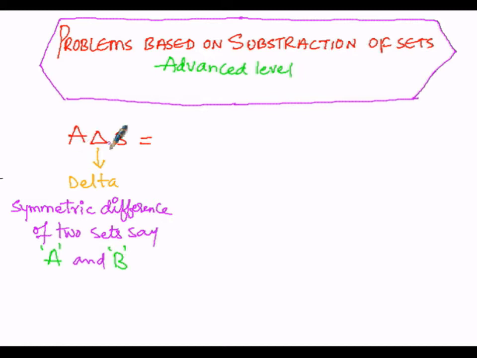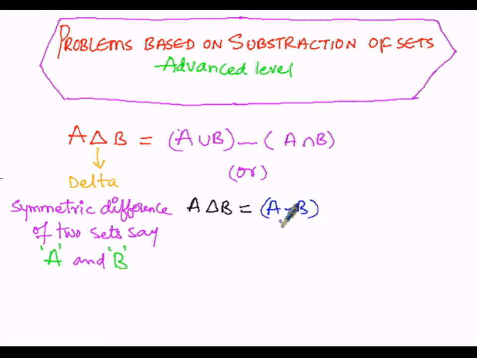The symmetric difference of two sets, that is A delta B, is given by A union B minus A intersection B. It can also be given by the formula A minus B union B minus A. So A delta B is given by A union B minus A intersection B, or the symmetric difference of two sets A and B can be given by A minus B union B minus A.